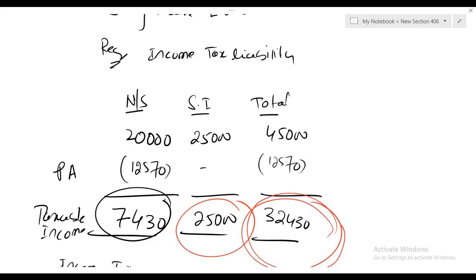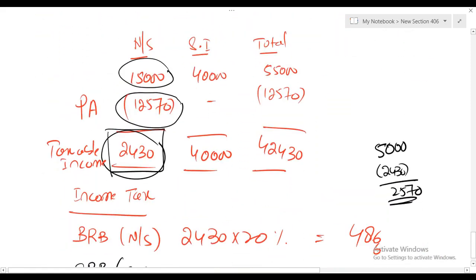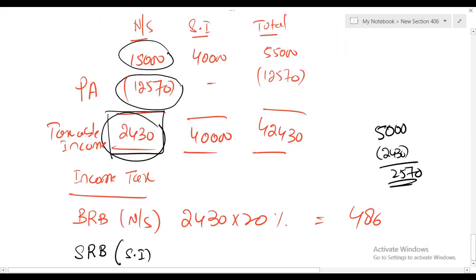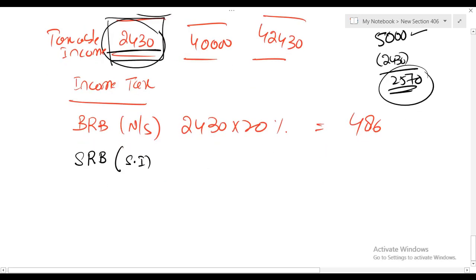concept came. Starting rate band concept only comes into action when taxable income in the column of non-saving income is less than 5,000, which is the case in this question. We have 2430. So what I did, from this starting rate band limit of 5,000, first I deducted 2430, so I'm left with only 2570. So I'm writing 2570 into 0%. Obviously it gives me 0.